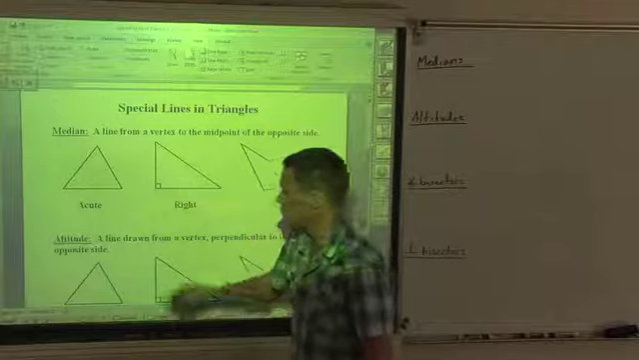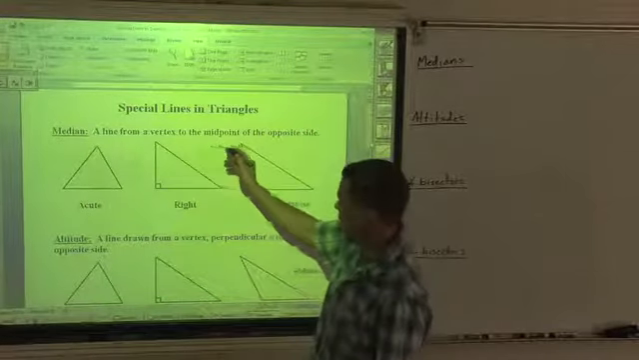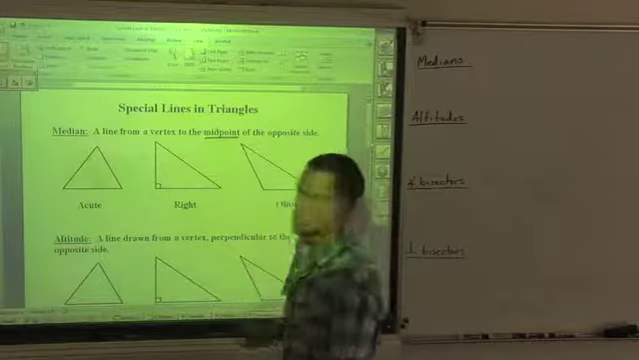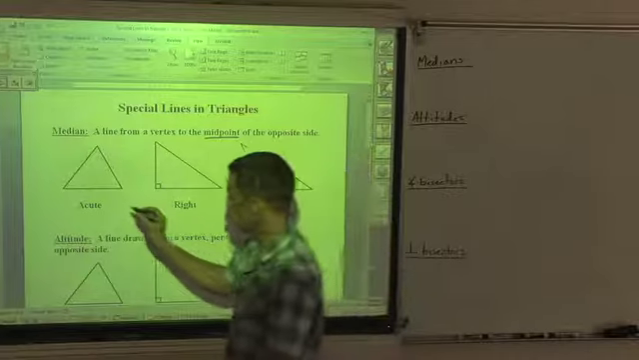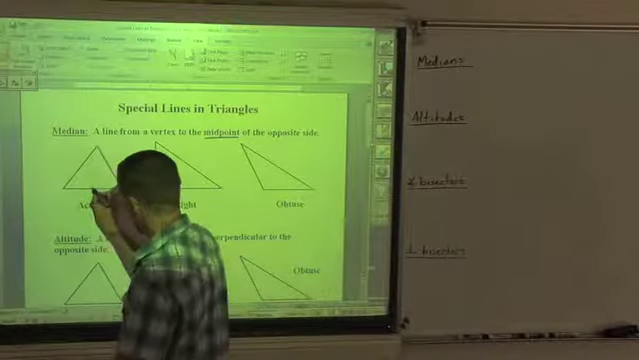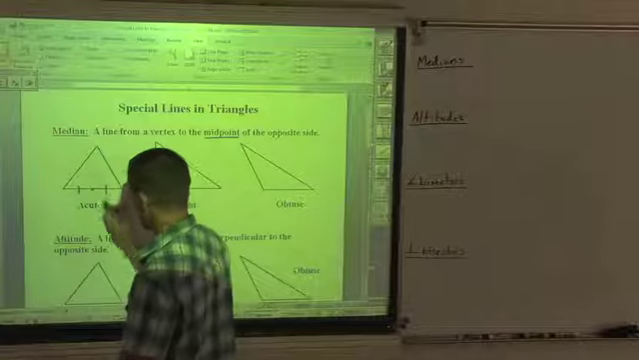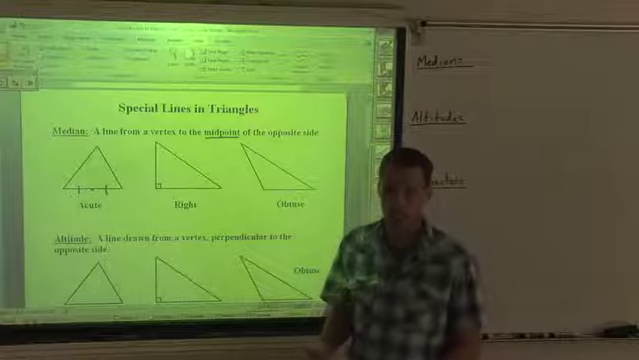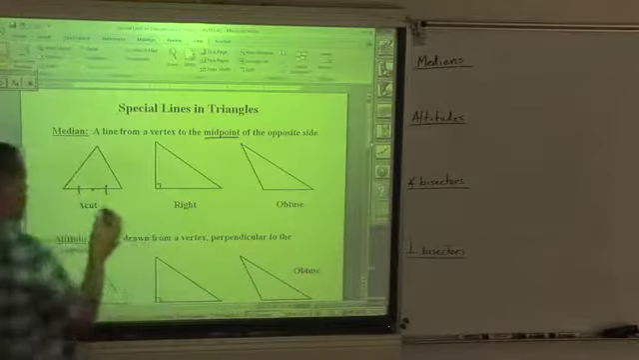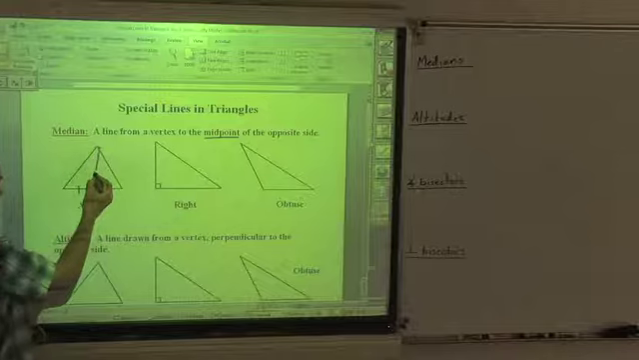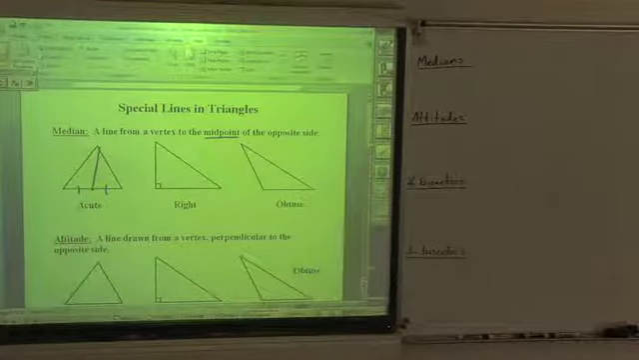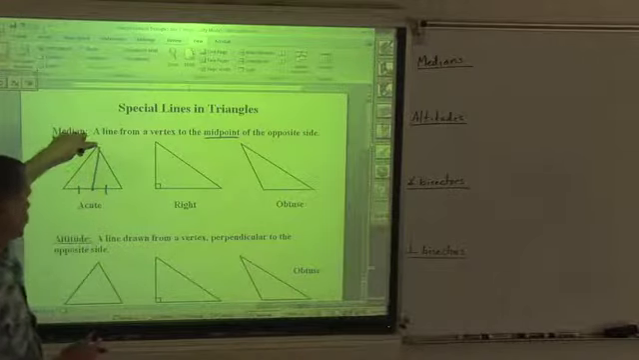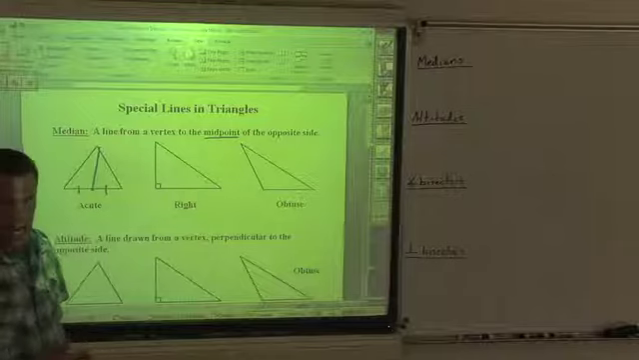So, if we take this definition of a median, a line from a vertex to the midpoint of the opposite side, the key word here is we must be able to see a midpoint. So if I start off with my acute triangle and I put in a point here and I mark that point as a midpoint, I can now draw a median. I can pick the vertex that is across from it and connect to that midpoint. Now that is not a very well drawn median, but it can work.